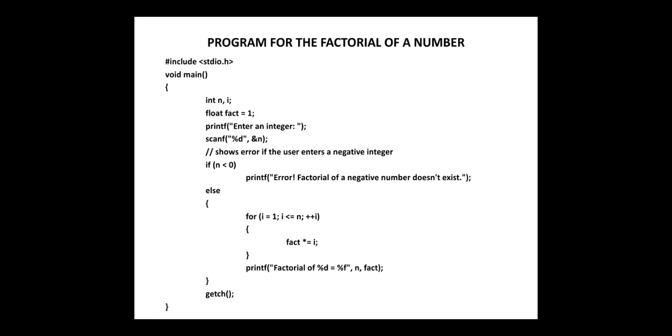the negative number. Here the local variables I am using are n and i, which are integer data types, and fact, which is initialized to 1 and is a floating data type.